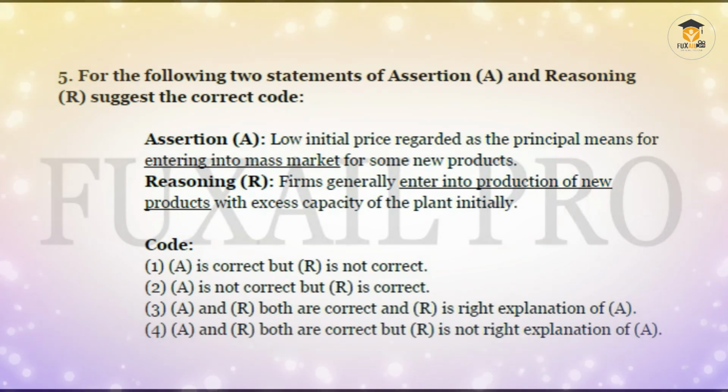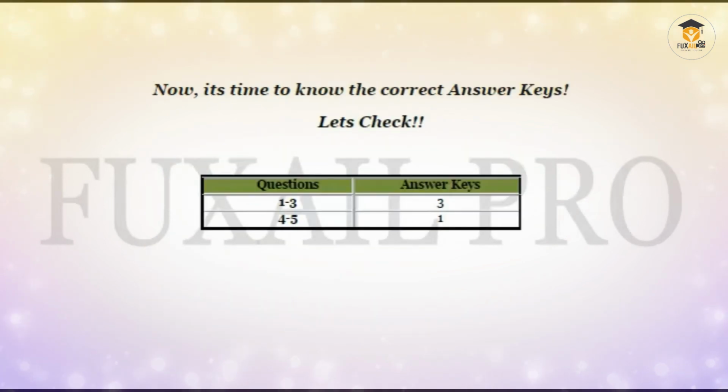Now, it's time to know the correct answer keys. Let's check. Answer keys: 1 is 3, 2 is 3, 3 is 4, 4 is 5, 5 is 1.